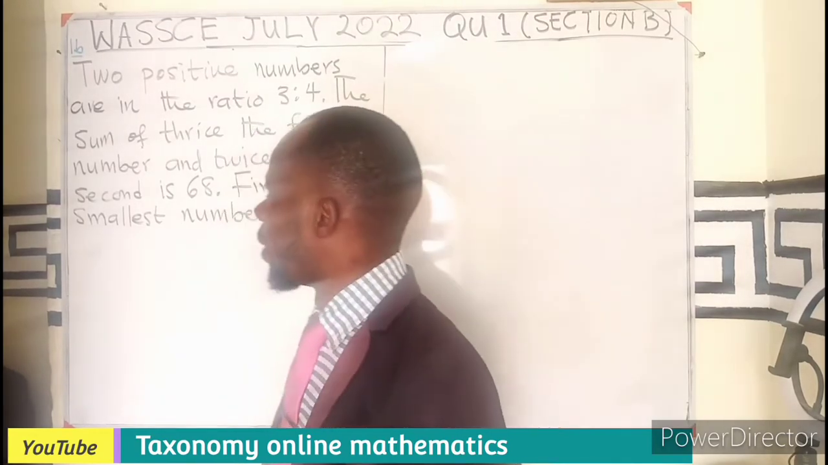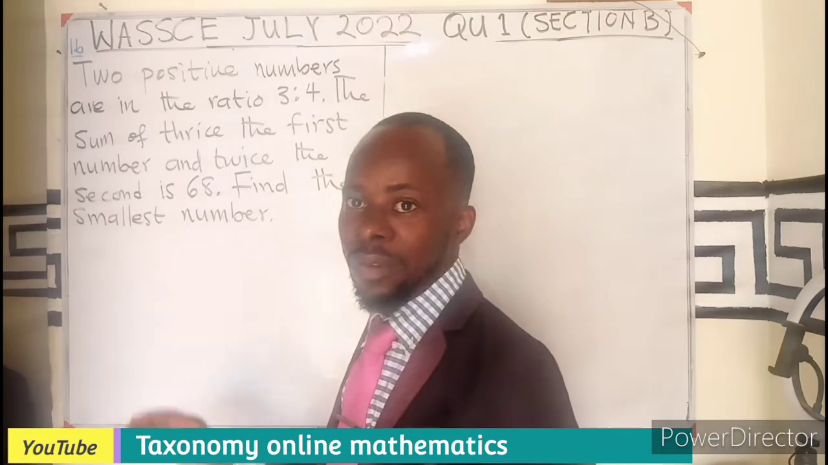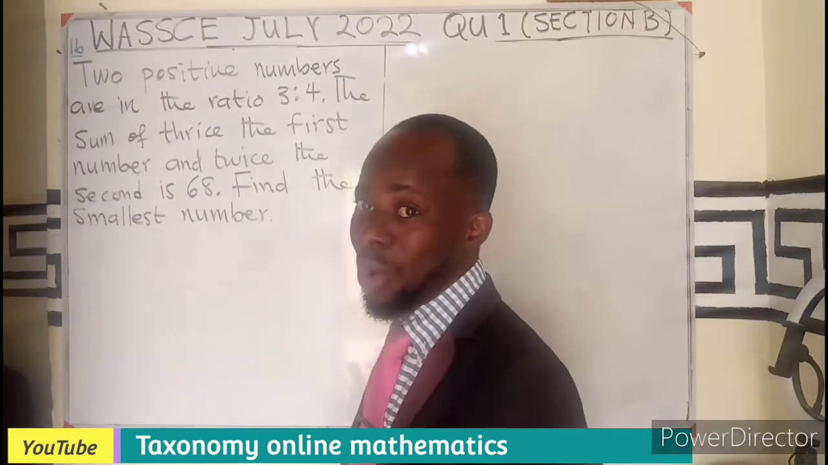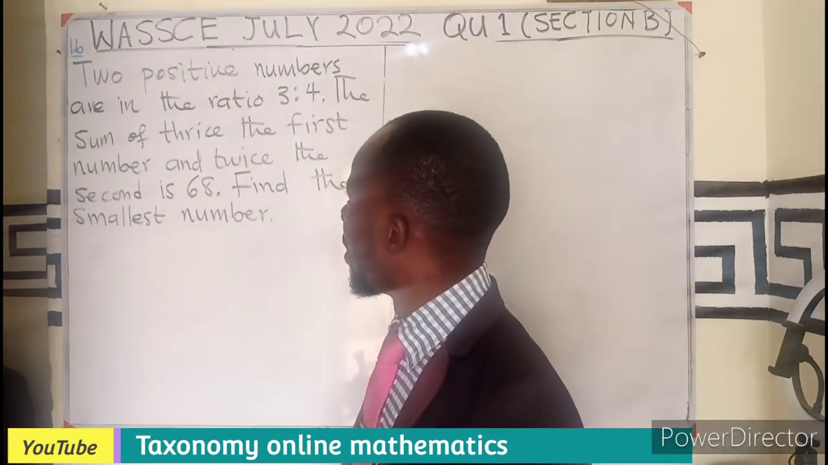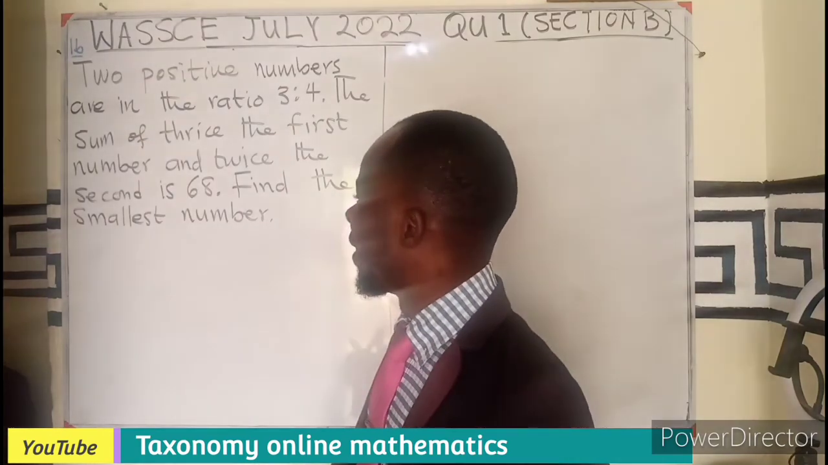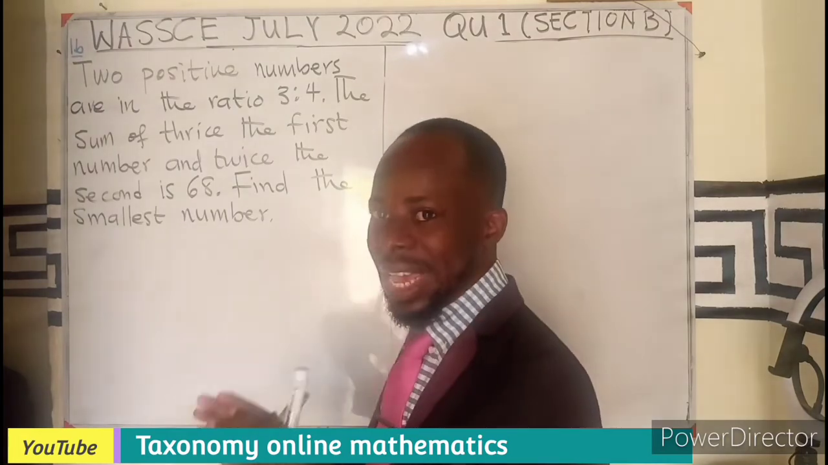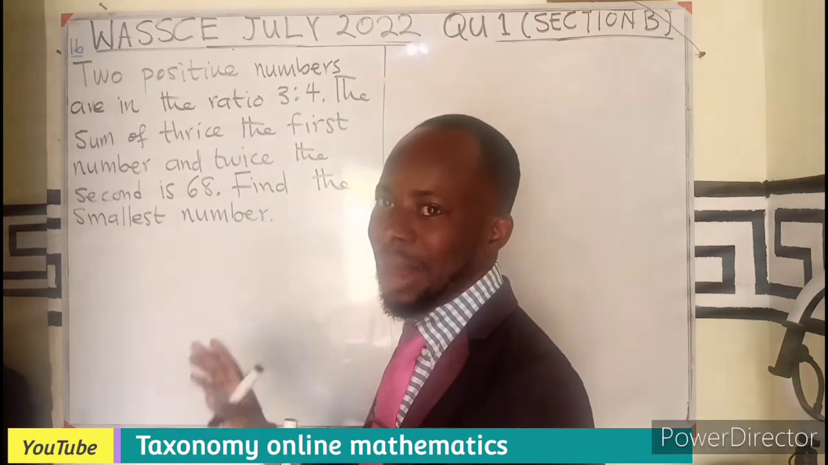We are still on the trending WASSCE question. We want to solve section B now, question number 1B. We have two positive numbers in the ratio 3:4. The sum of thrice the first number and twice the second number is given as 68. So we have to find the smallest number.